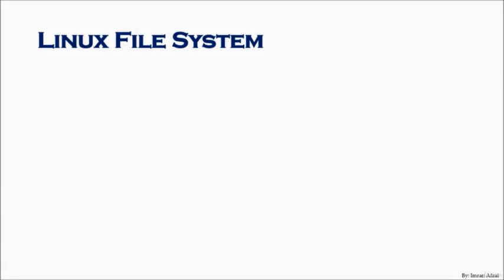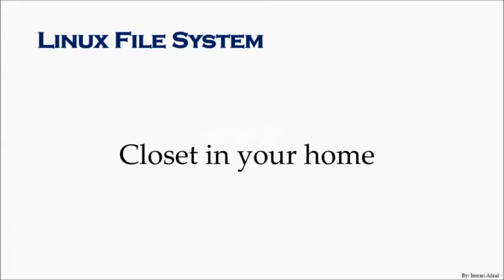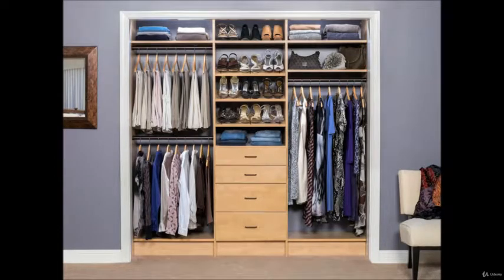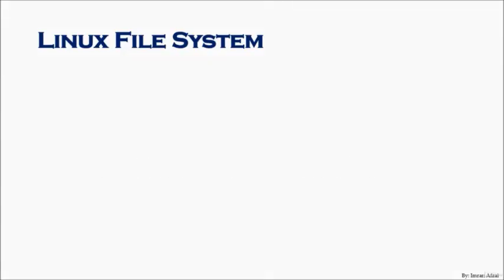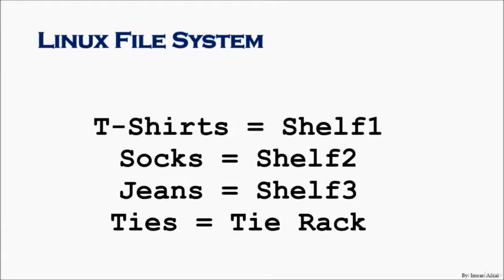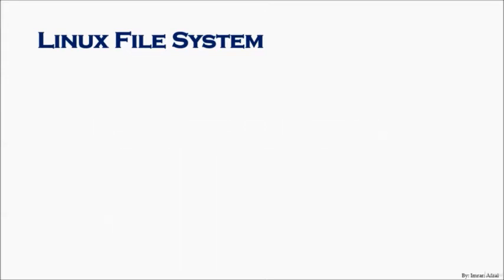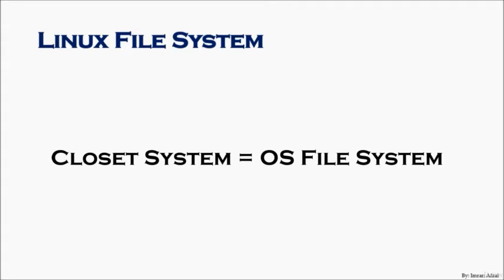Linux file system. Now, what is a file system? A file system is basically, think of it as a closet, as a shelf. When you come in and change, you put your t-shirts on one shelf, you put your socks on another. So there is a systematic way in your closet where you put all your stuff. The file system in an operating system works exactly the same.